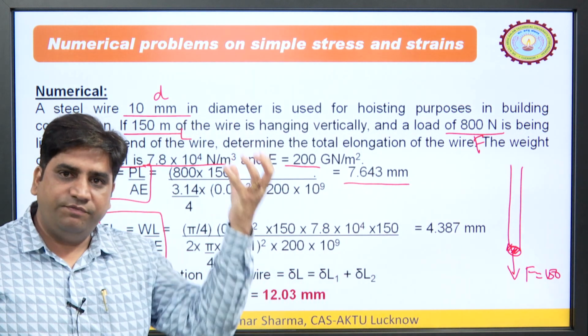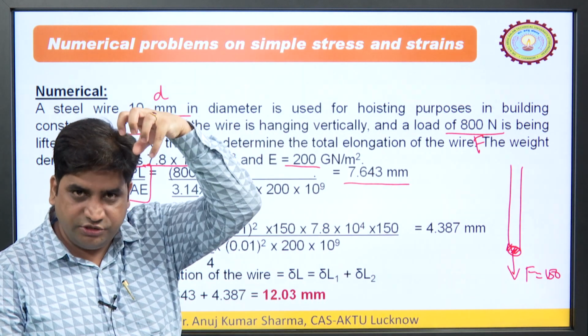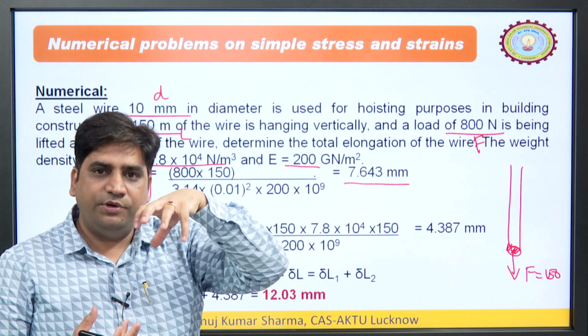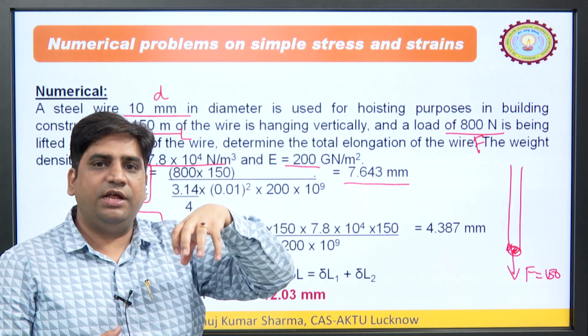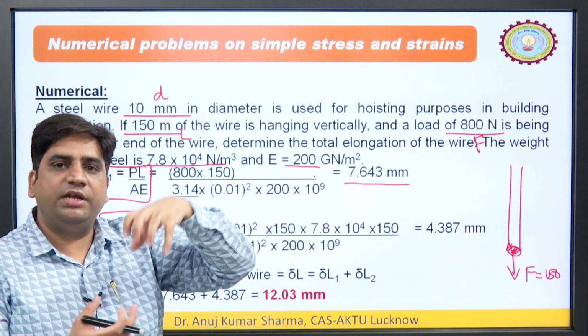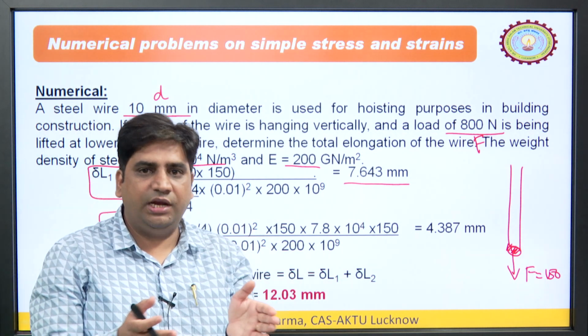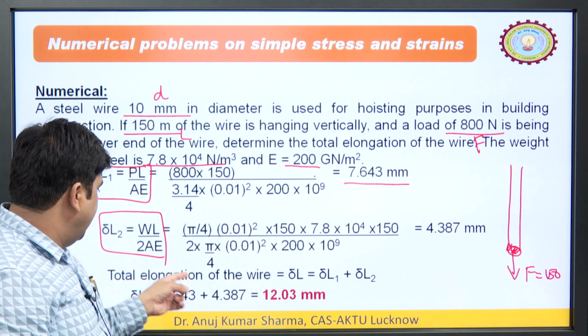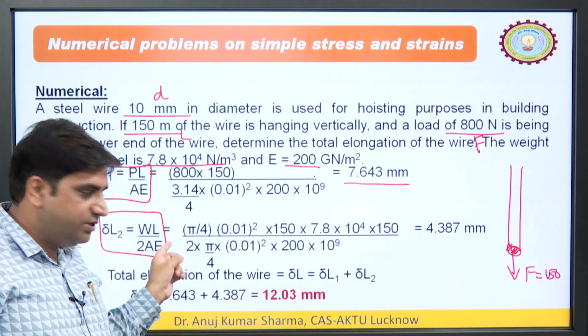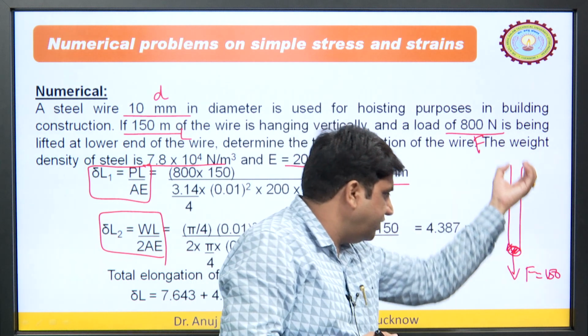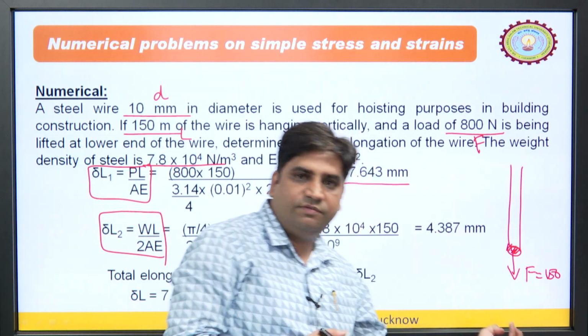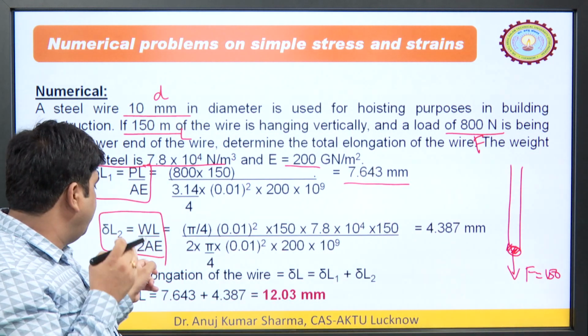So, by applying 150 Newton we have stretching of the wire, and due to its own weight it will have certain elongation. So, we will calculate these two things separately and then we can add these two elongations. And second is due to its own weight. Because of its own weight it is also stretching the wire downward. So, that is WL upon 2AE.